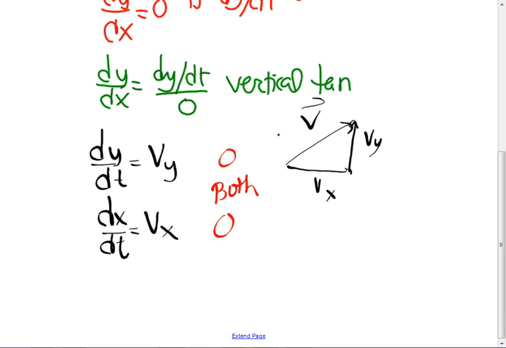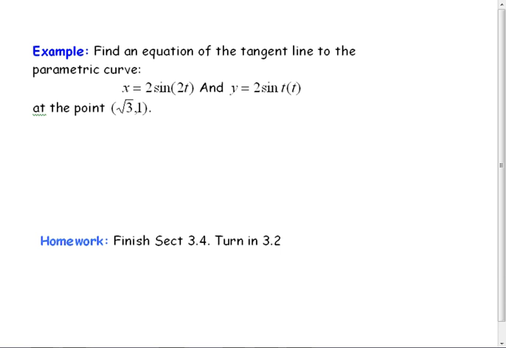Okay, so let's do an equation of a tangent line to a parametric curve. If you want me to get the parametric curve and figure out what it looks like, we can, or we can just do the problem. Let's do the problem. I don't know what it looks like.